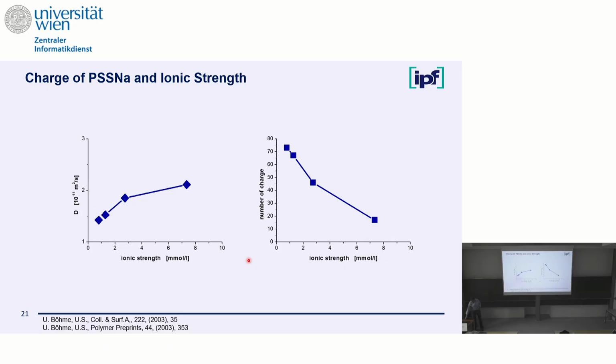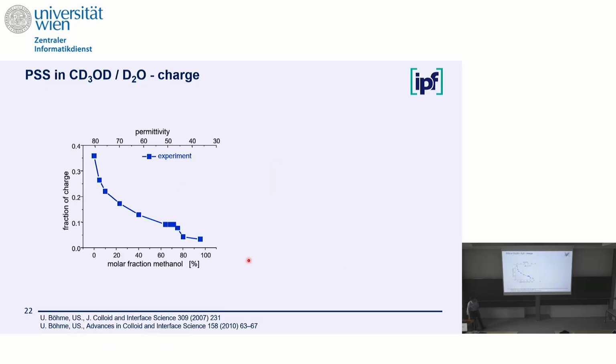Looked at variations of the ionic strengths. Maybe that's less interesting. We also looked at variations of the dielectric constant of the solvent. We mixed methanol and water, and the effective charge is going down. There's one trend that we could predict again if we use the simple theory. We see this trend here, but we see a rapid decrease of the electric charge.